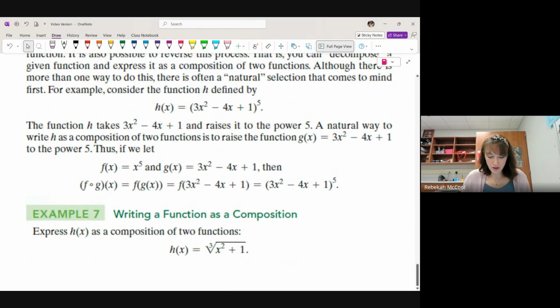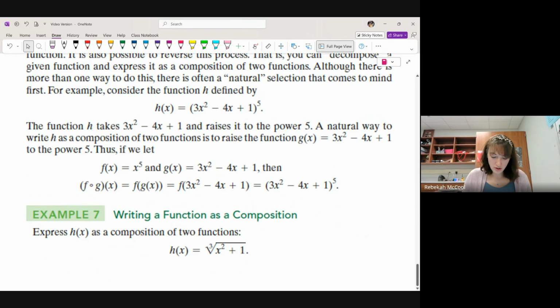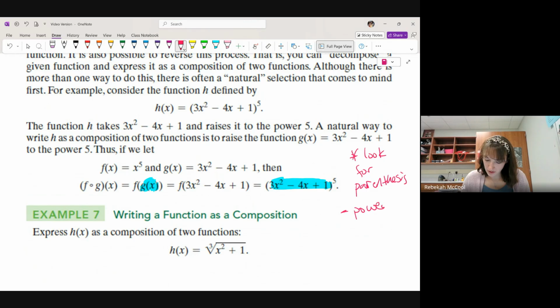So for example, they've got a function here where they've got this quantity raised to the 5th power. What this function does is it takes this inside piece, the parentheses, and it raises it to a power. So it makes sense that if we think about this as a composition, the thing that's inside is the stuff that's inside of the parentheses. So oftentimes when you're trying to decompose, you want to look for parentheses. That is going to come from things raised to a power.